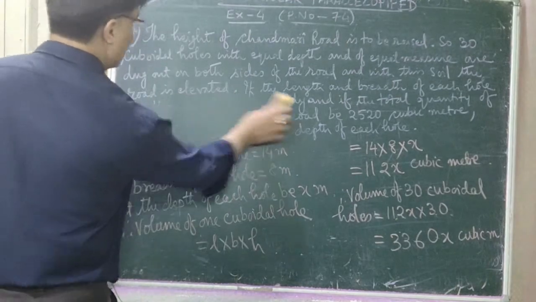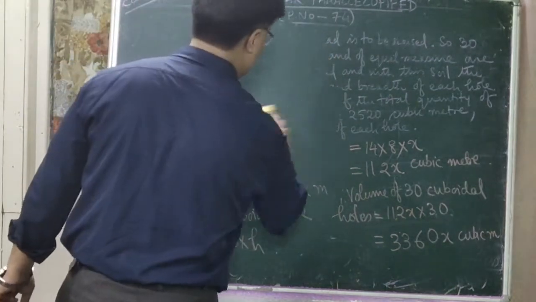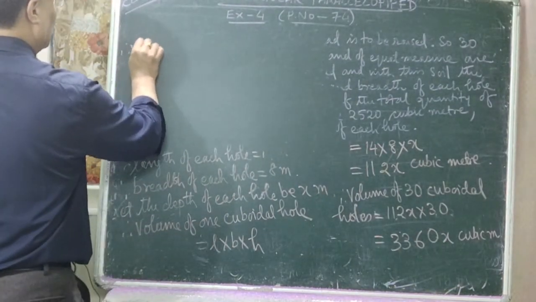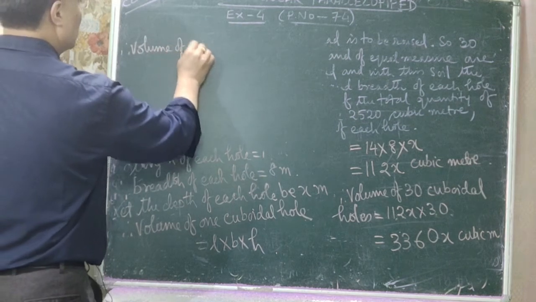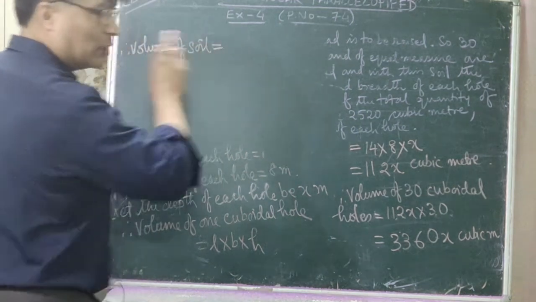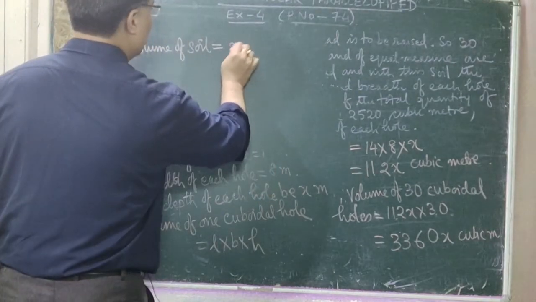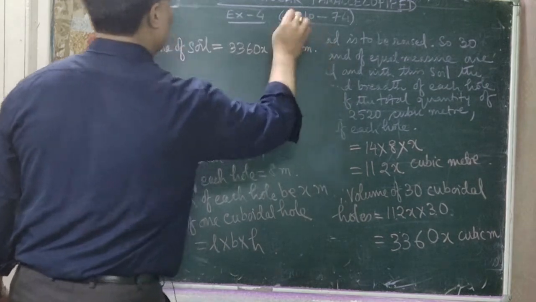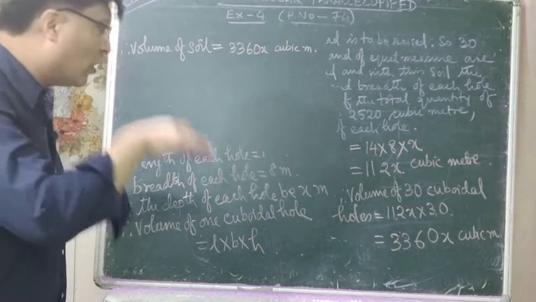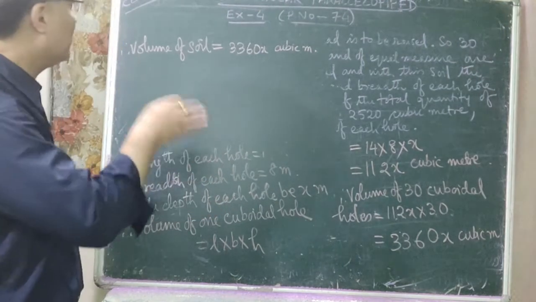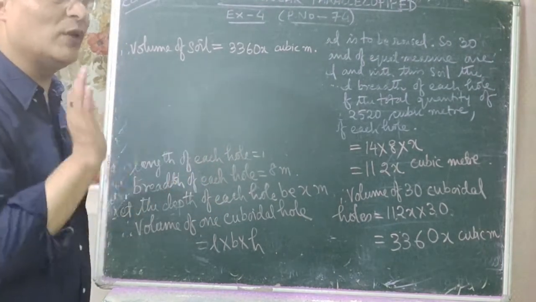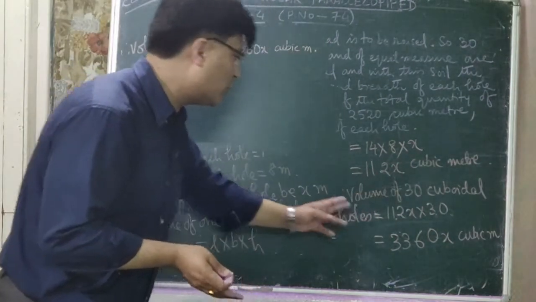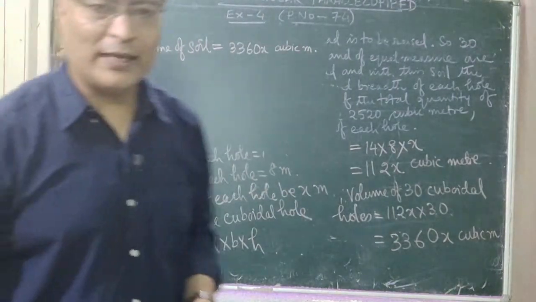So let us write here. So therefore volume of soil, that is total volume of soil, is equal to कति भयो 3360x cubic meter. Is that clear to all of you? Volume of 30 cubical holes and volume of total soil will be equal. That is, total volume of soil will be equal. That is, volume of 30 cubical holes and the total volume of soil will be equal.